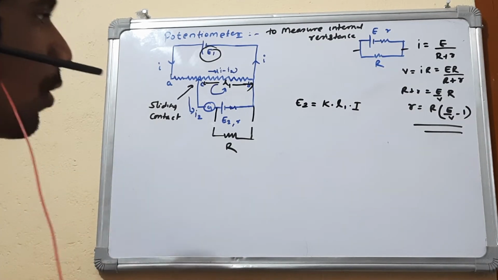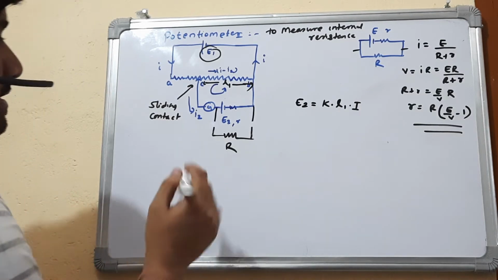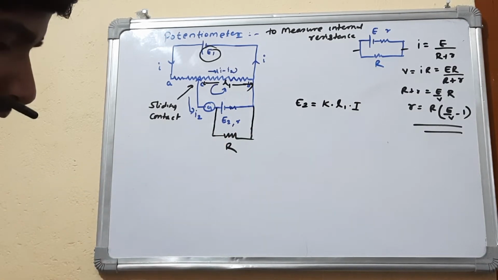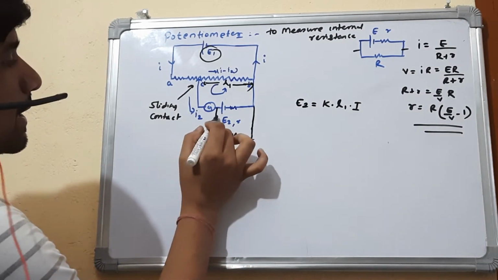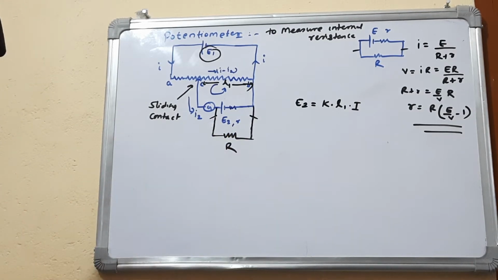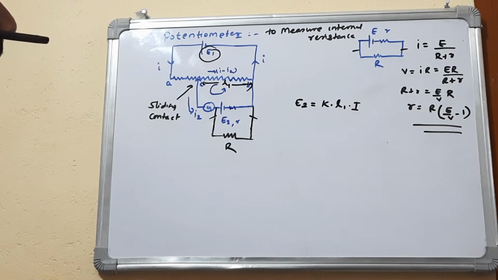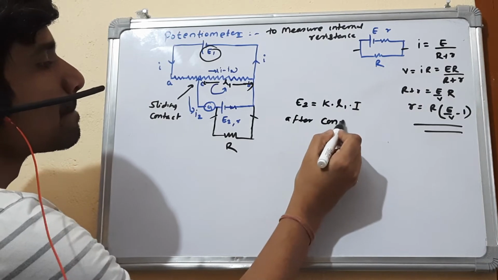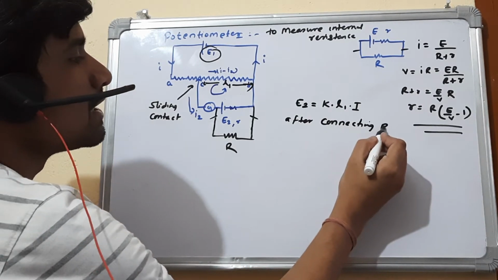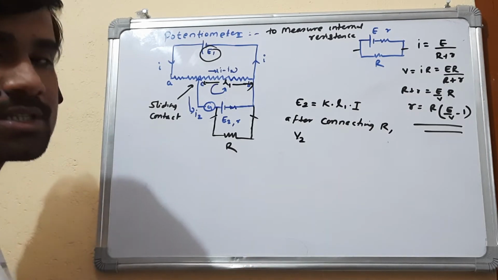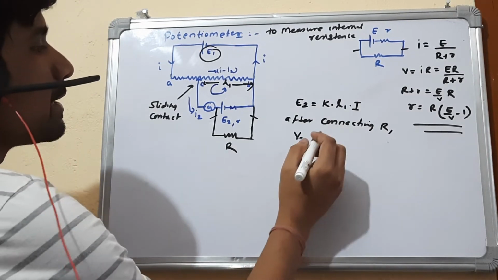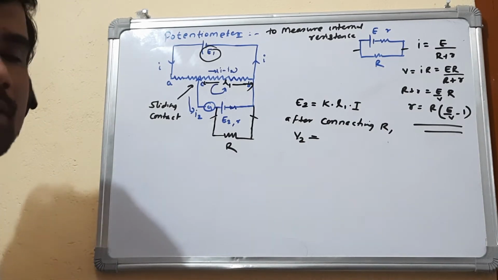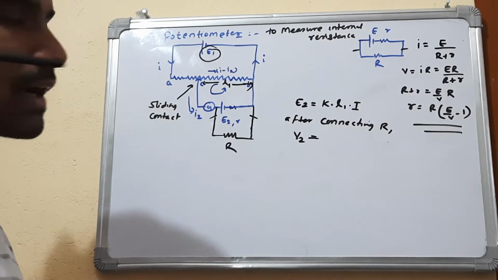And now what happens is, I am connecting an external resistor R. Now the potential difference across this battery is changing, which is, let's say, V2, and the balance point is also changing. So after connecting R, let's say the potential becomes V2, and the balance point changes from L1 to L2, correct?